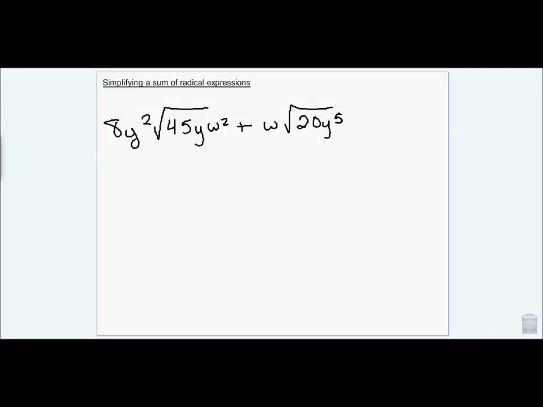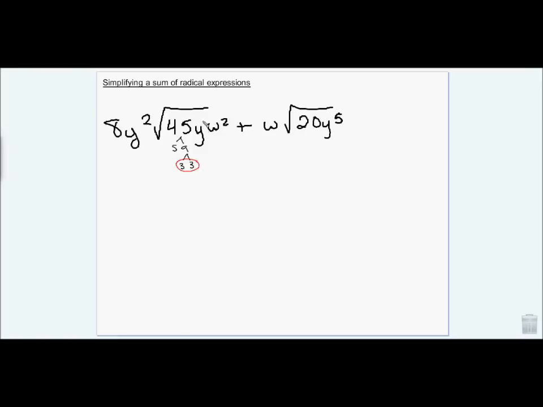Sum of radical expressions. To start, we're going to need radicals that match so that we have like terms. So I am going to factor each of these. 45 is 5 times 9, and 9 is a perfect square. It's 3 times 3. So I'll be able to pull out a 3.